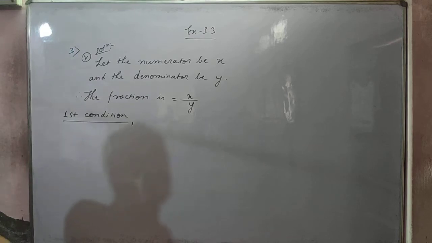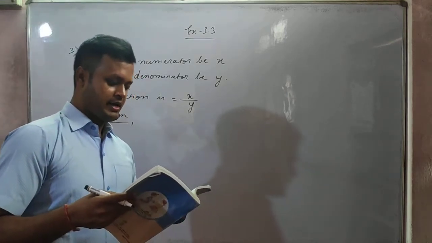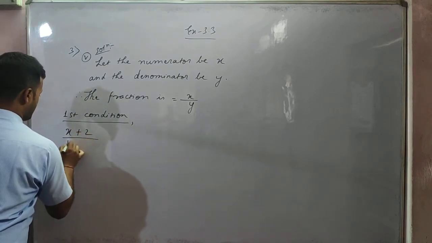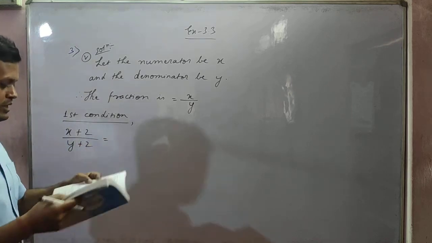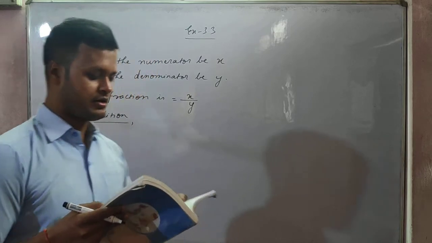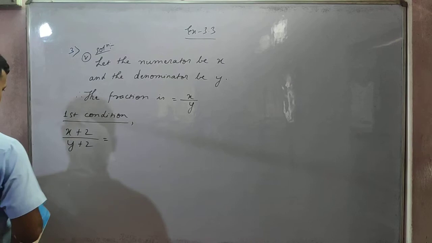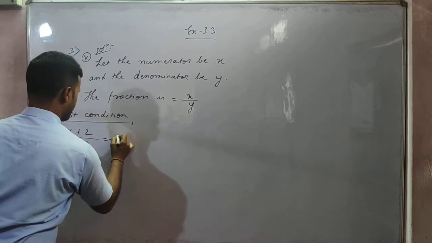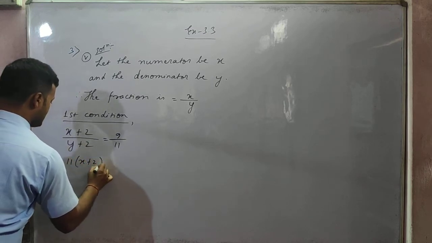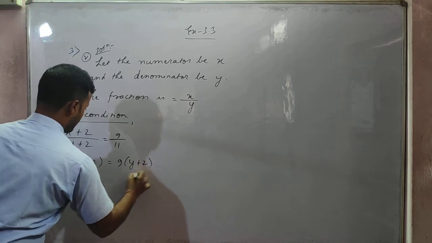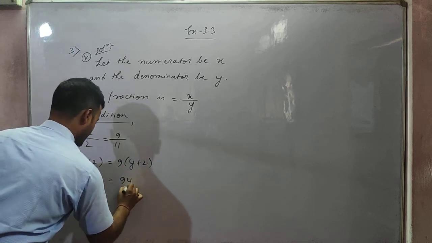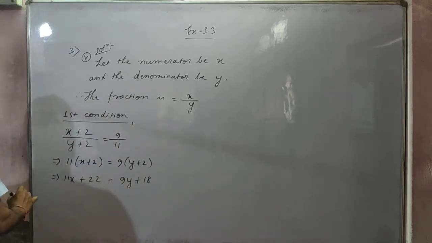First condition students, a fraction becomes 9 by 11 if 2 is added to both the numerator and the denominator. So if 2 is added, the fraction will become 9 by 11, isn't it? Cross multiply, 11 into (x plus 2) equals 9 into (y plus 2). So 11 into x will become 11x plus 22, and 9y plus 18.